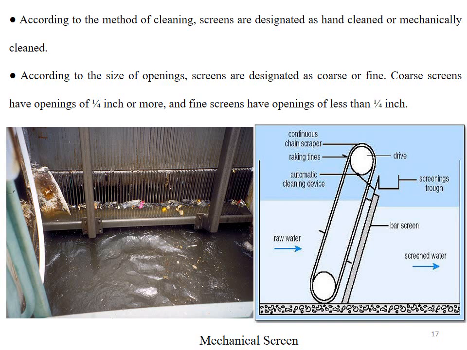It's just like a bar screen, and according to the size of openings, screens are designated as coarse or fine. Coarse means these may be of large openings, and fine means these may be very small openings. So coarse screens have openings of about 1.4 inch or more. It means the distance between the two successive bars will be 1.4 inches or more. And fine screens have openings of less than 1.4 inches. It means the distance between two consecutive bars will be less than 1.4 inches.